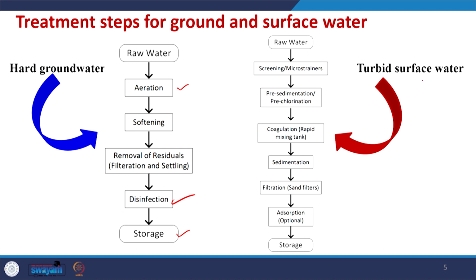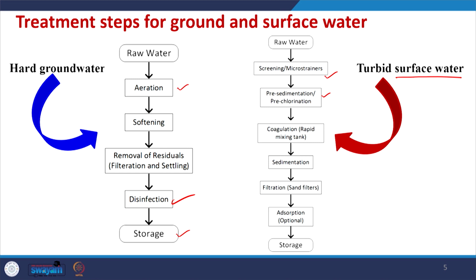Similarly, if the water is taken from surface water like a river, then this surface water may contain a lot of solids, which may be suspended or dissolved. So, the suspended material can be removed via screening or micro strainers. In the second step, we do pre-sedimentation so as to further remove the suspended materials, and also pre-chlorination may be done so as to remove the pathogens if present.